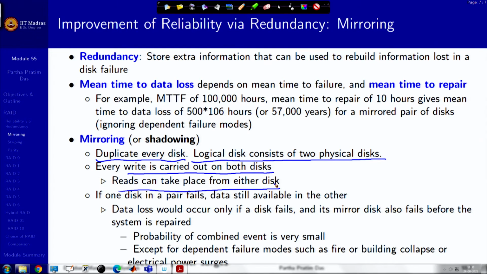Now, if one of the disks in the pair fails, data is still available in the other. So, data loss will occur only if a disk fails and its mirrored disk also fails before the system is repaired. The probability of that happening is very, very small, except for dependent failures such as a catastrophic failure like fire, building collapse, or an electrical power surge, things like that. So, the first technique we will use is mirroring.